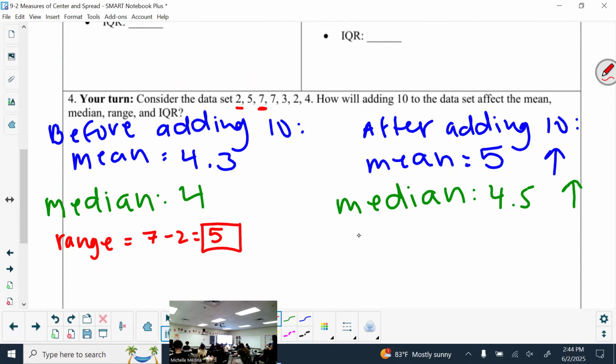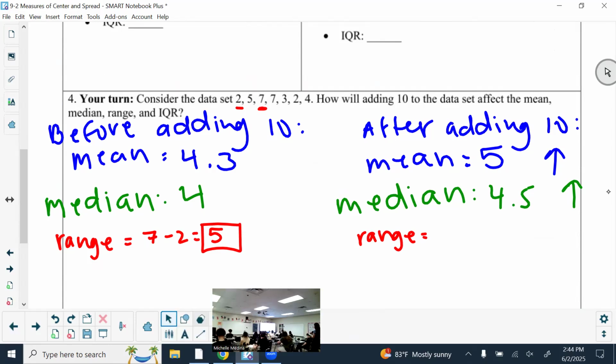For after adding 10, what does adding 10 change? My maximum. So then it will change my range. Your range would not change if you were adding a number to the middle, right? So if I'm changing what my maximum is, that will definitely change my range. Now it's 10 minus 2, which makes my range what?